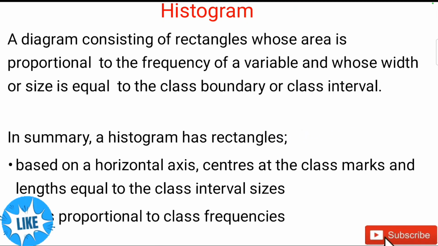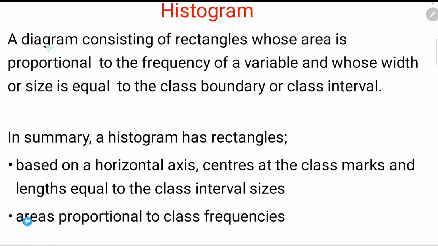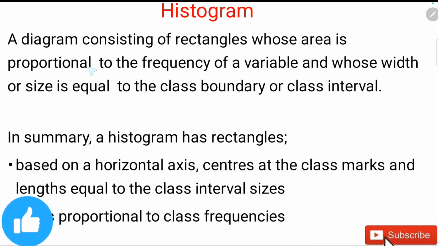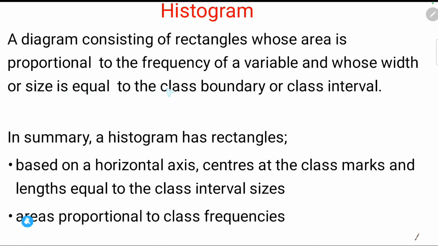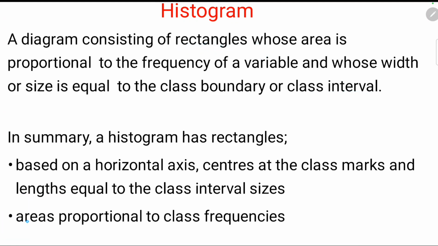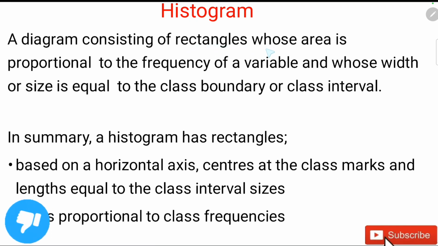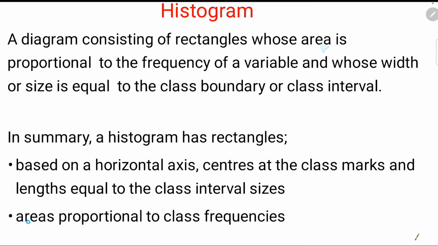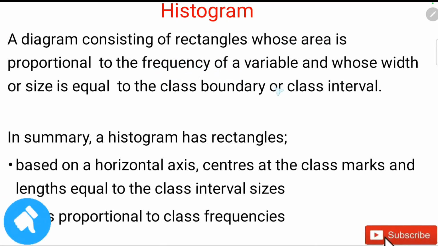So what is histogram? Basically, we are saying that a histogram is a diagram consisting of rectangles whose area is proportional to the frequency of a variable and whose width or size is equal to the class boundary or class interval. So it's a diagram that consists of rectangles. Actually, for you to know that there is a histogram, you clearly see that it has rectangular shapes, and then the rectangular shapes in terms of their length are determined by the relative frequency of that particular class interval.